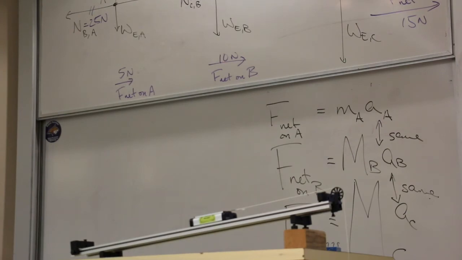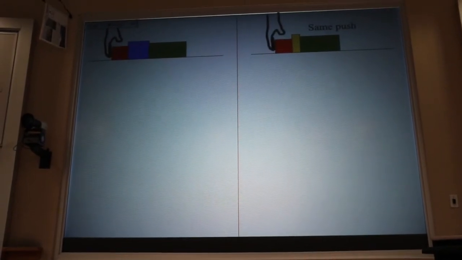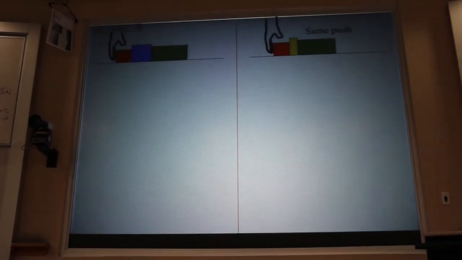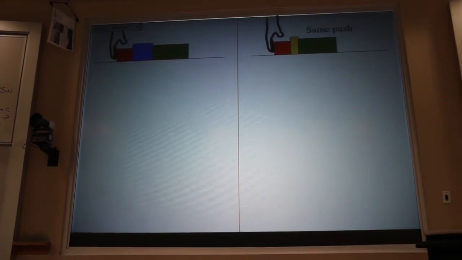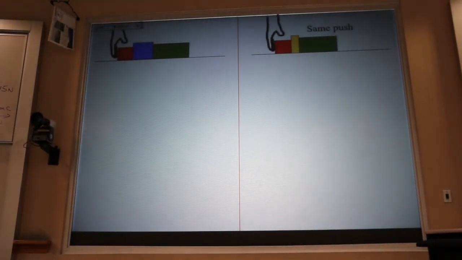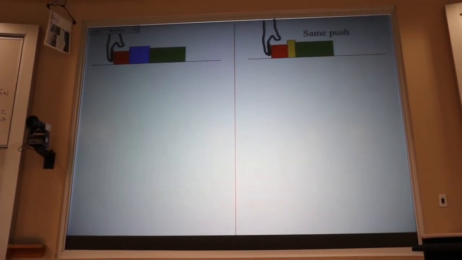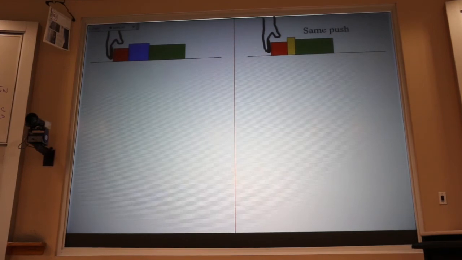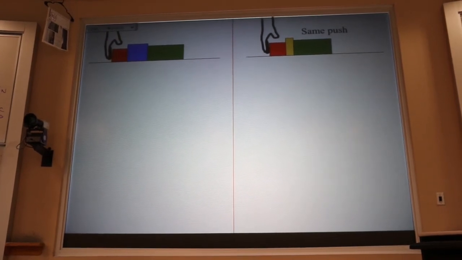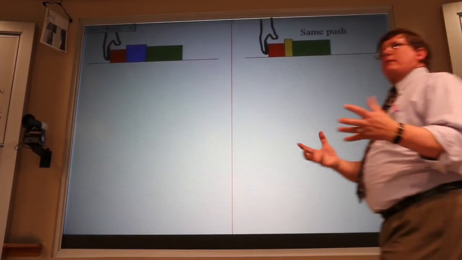Okay, now it gets challenging. We replace block B with a block D that is much, much lighter, has less mass. And we push with exactly the same push that we had before. And the next question asks us about the acceleration of this system compared to the acceleration of that system.